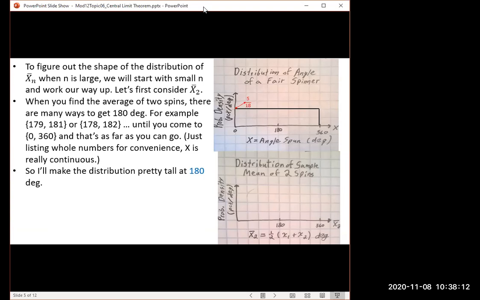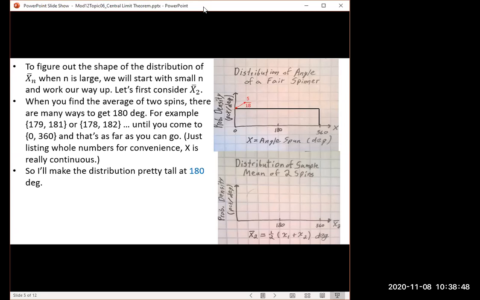When you find the average of 2 spins, there are a whole lot of ways to get the average to be 180 degrees. For example, you could spin 179 and 181. You average those together, you get 180. Or 178 and 182. There are a lot of pairs like that that would average out to be 180. Okay. And not just pairs of whole numbers, but the fractions also.